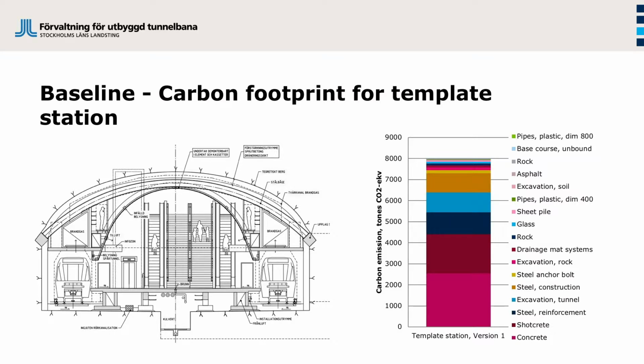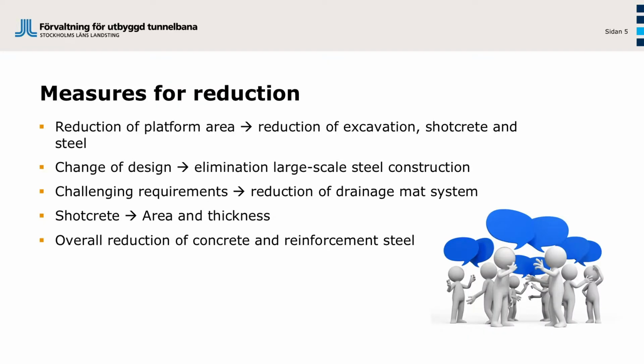This information was presented to the project team. This is how it looks. As you can see, concrete, steel, and excavation are the main contributors. We can all agree about that. But then we use this information to identify different measures. And this is the key point. We engaged all the project teams to identify how can we work with reducing carbon. How can we work together? What can we do?